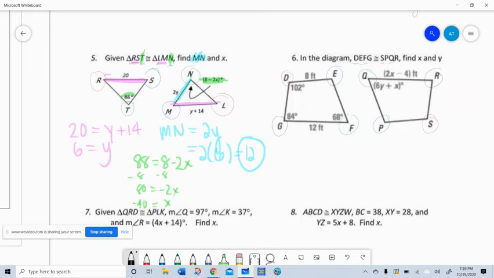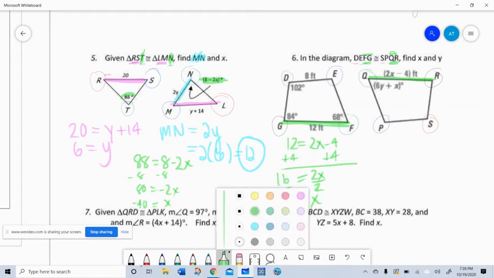So let's see what kind of information we're looking for. One of the first things we need to find is this side right here, QR, is 2x minus 4. So what side would match up with QR? Well, Q and R are the last two letters, so they would match up with F and G. So I would say that those two sides are equal. 12 equals 2x minus 4. Which means that x would equal 8.